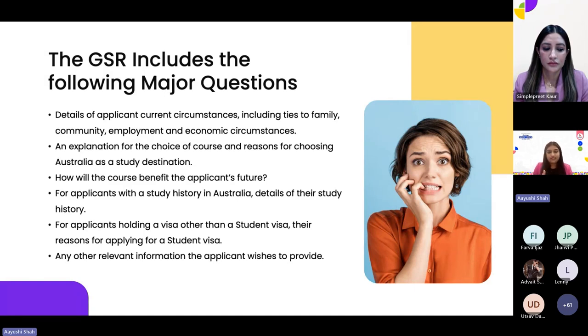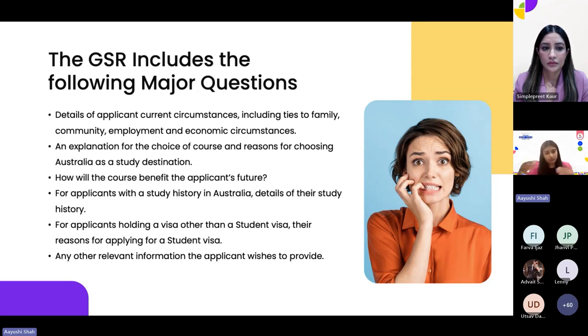So in a nutshell, this is more like an interview, but in a written way, where you have to write the question answers and answer what they're asking for. So don't write, and this is one such advice that I'll be giving to all, please don't mention "please find the attached statement" or "please find the attached GSR." No, you must answer the questions that are given in there.